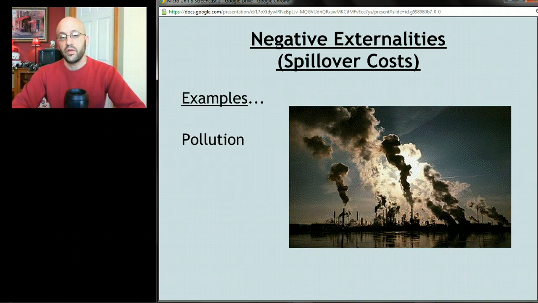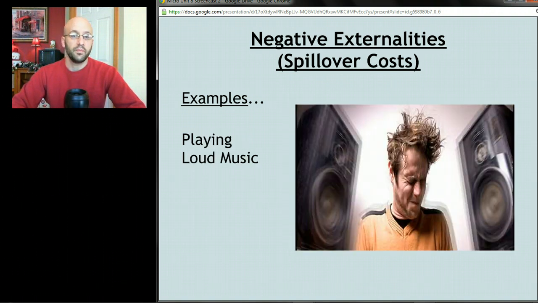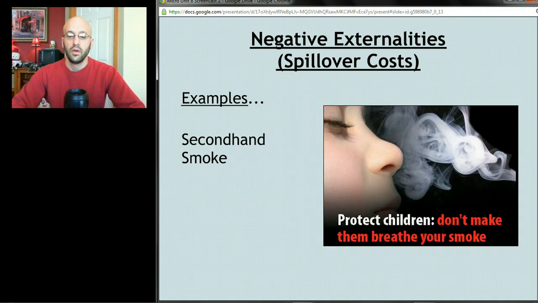So examples of negative externalities might be pollution, or playing loud music. You have certain costs and benefits of playing loud music. That loud music might annoy other people. That's an externality. Or something like secondhand smoke. If you're a smoker, there are benefits of smoking and there are costs of smoking, but there are also costs that you impose onto other people when you smoke. Secondhand smoke has health effects that might hurt other people. That's a negative externality.